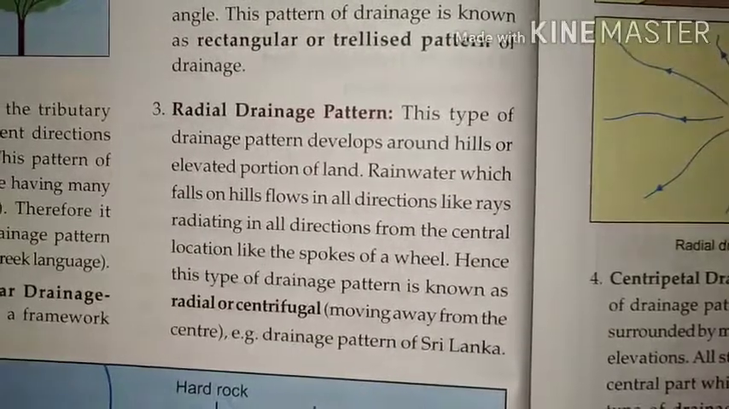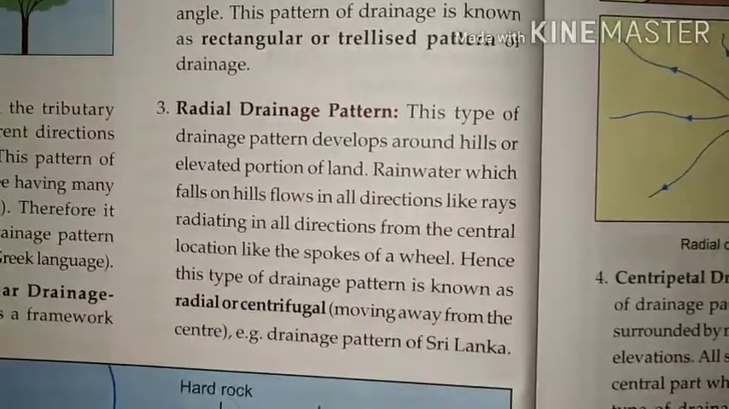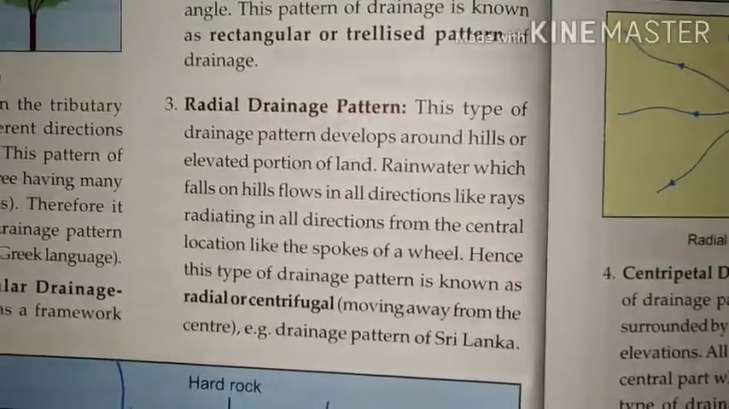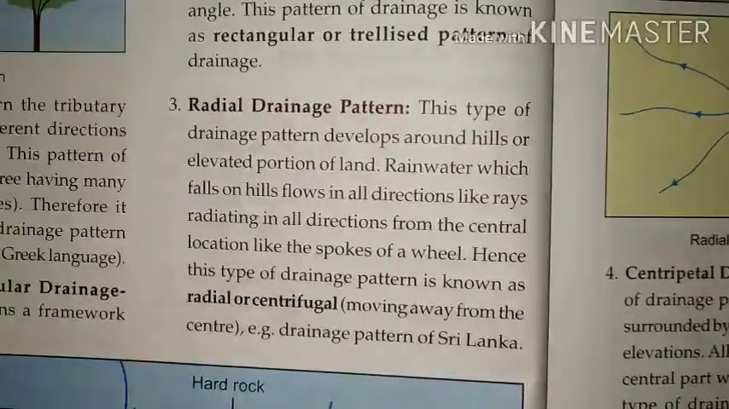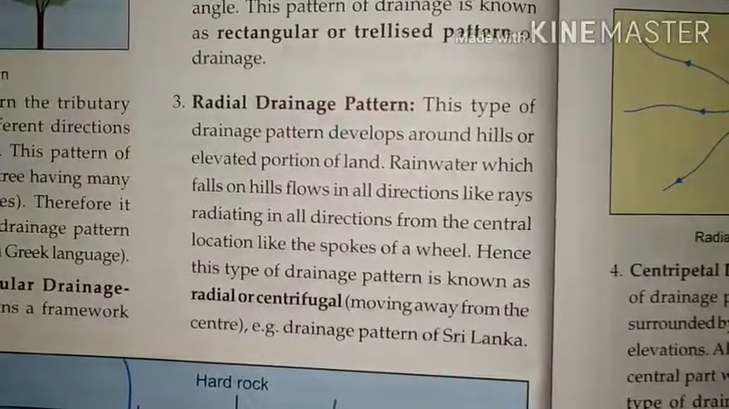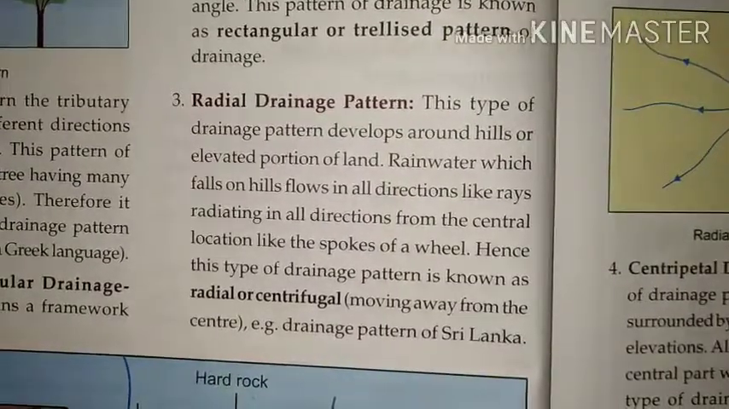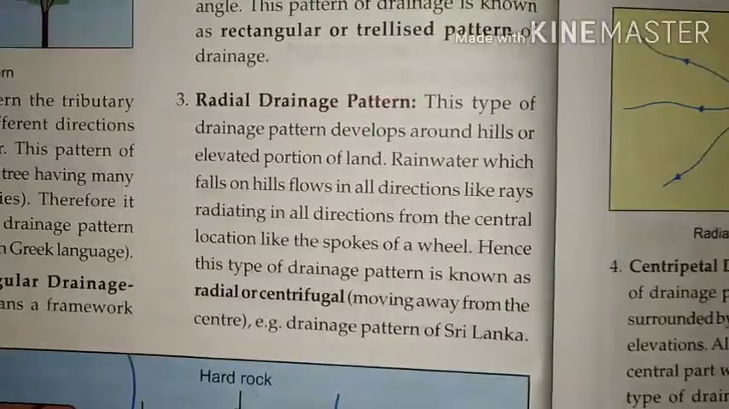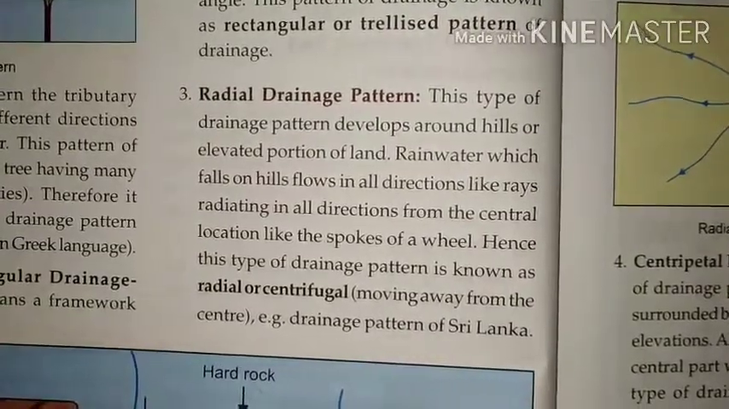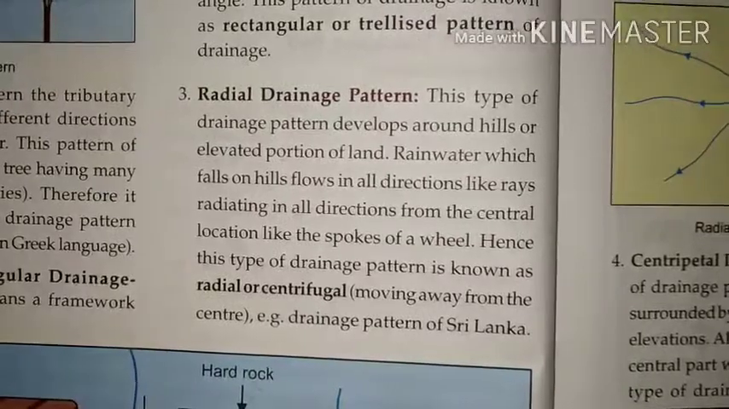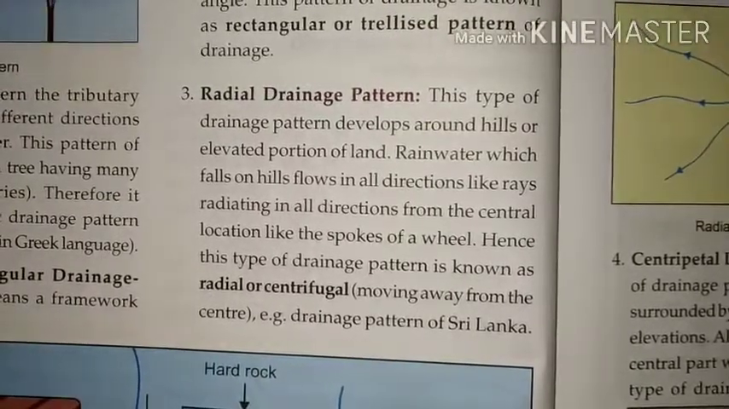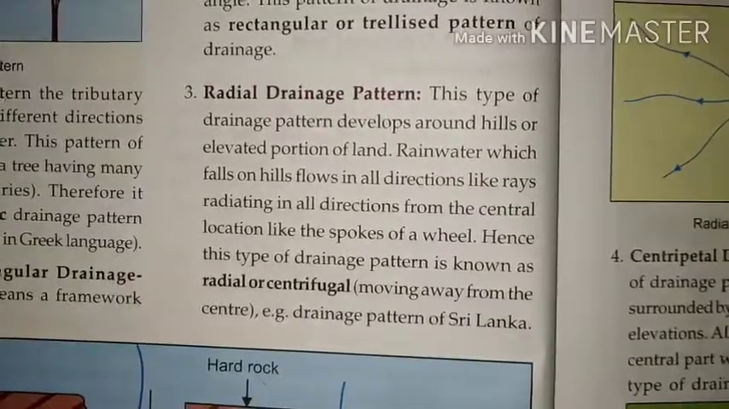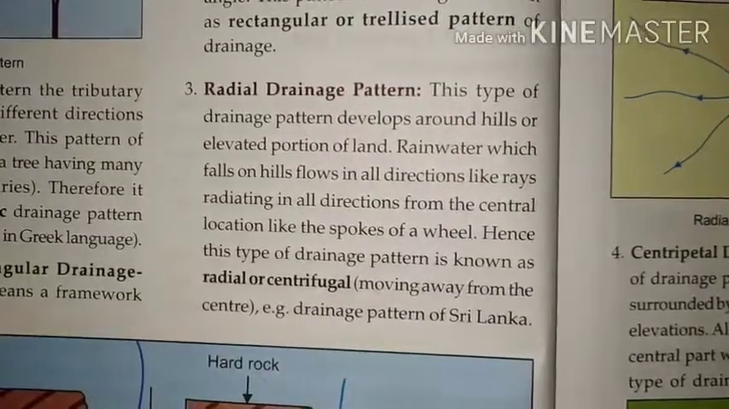The third drainage pattern is called radial drainage pattern. This type of drainage pattern develops around hills or elevated portion of land. Rainwater which falls on hills flows in all directions like rays, radiating from the central location like the spokes of a wheel. You may have seen the wheel of a bicycle. You can see that in the center all the spokes are coming and merging. So we call it a radial drainage pattern.